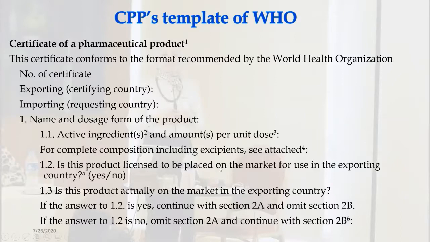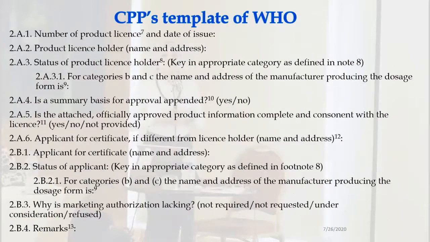In the CPP, it is mentioned whether the product is marketed or not, and if the product is registered, what is the registration data, like the name of the product license and date of issue, who is the marketing authorization holder, and the status of the license holder, who is the manufacturing company, or is there any additional manufacturing sites or companies responsible for the packaging process, analysis process, batch release process. So all this information will be mentioned in the CPP according to the WHO template.